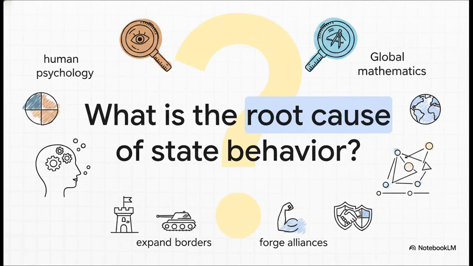Okay, let's dive into this by starting with the ultimate question. It's literally the single puzzle that international relations scholars have been trying to crack for decades. What is the root cause of state behavior, right? Why do nations act the way they do on the global stage? I mean, when a country suddenly decides to expand its borders or build up its military or forge some surprise alliance, what is the fundamental driver behind that choice? Is it human psychology? Is it global mathematics? Well, the answer entirely depends on which lens you choose to look through.